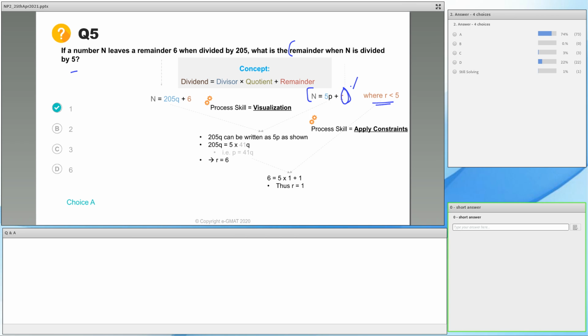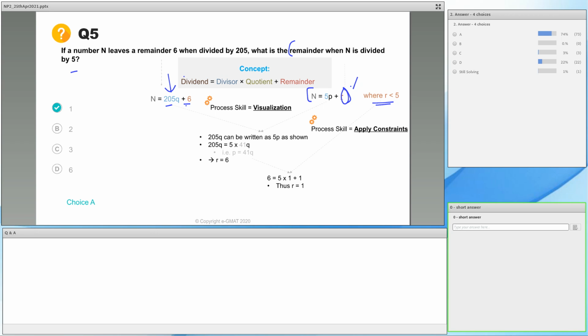Now look at what's given to us. A number when divided by 205 gives the remainder 6. N equal to 205q plus 6. Now, the reason so many of you chose option D is going to become very, very apparent. So here, if you observe this, yet again is the same exercise.